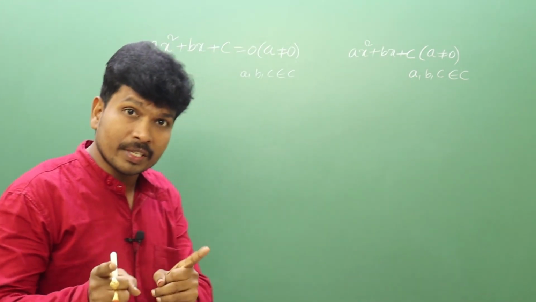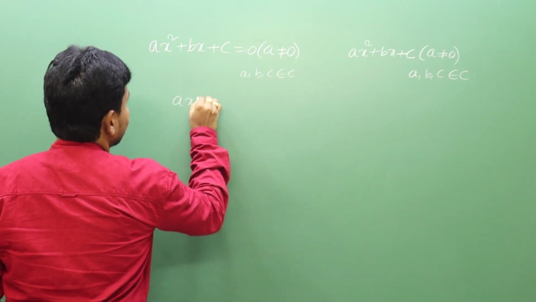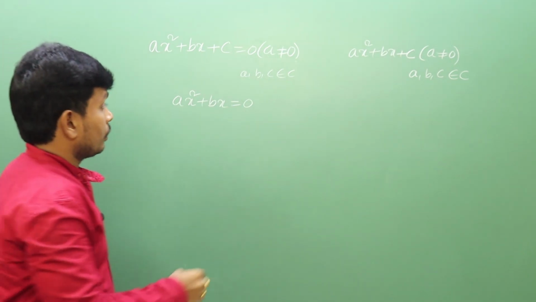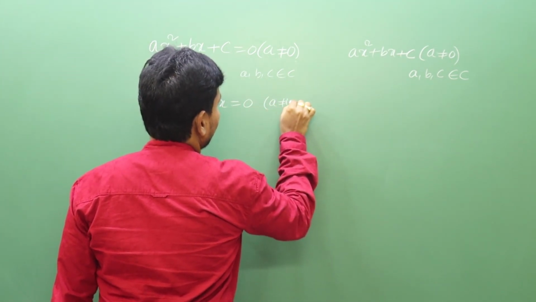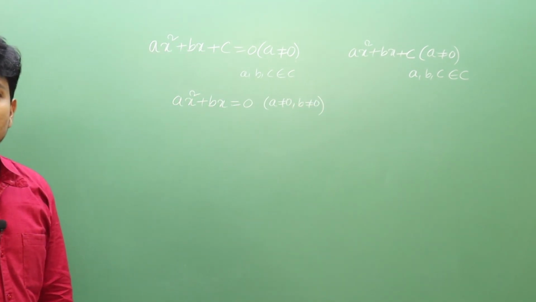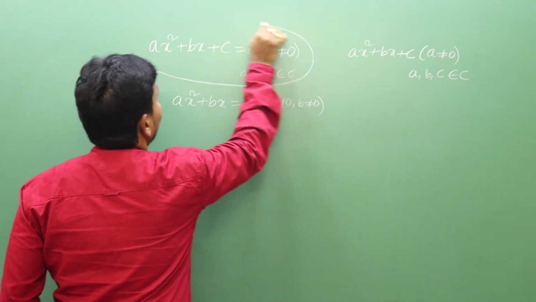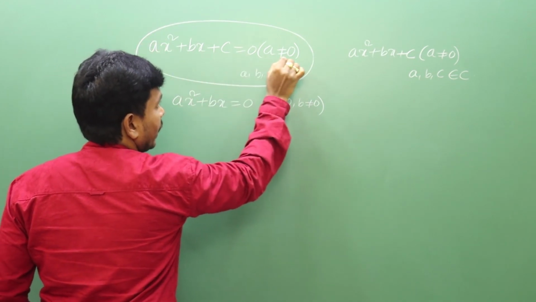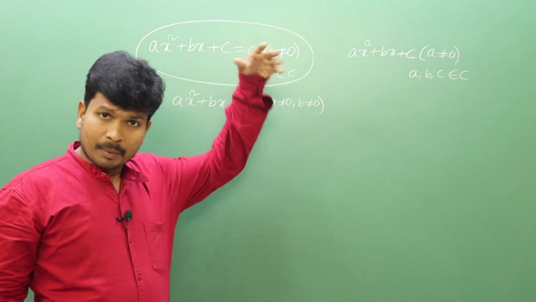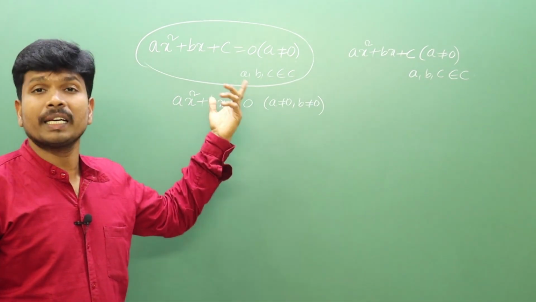Now I am giving you some equations, whether they are quadratic equations or not. ax² + bx = 0, where a not equal to 0, b not equal to 0. Is it a quadratic equation? Yes, it is. The thing is, you have to fulfill these conditions. It must be in this form, and a not equal to 0. If a, b, c are complex numbers, then that is enough. Complex numbers are the biggest set. Any number is a complex number only, so there is no need to mention it also.